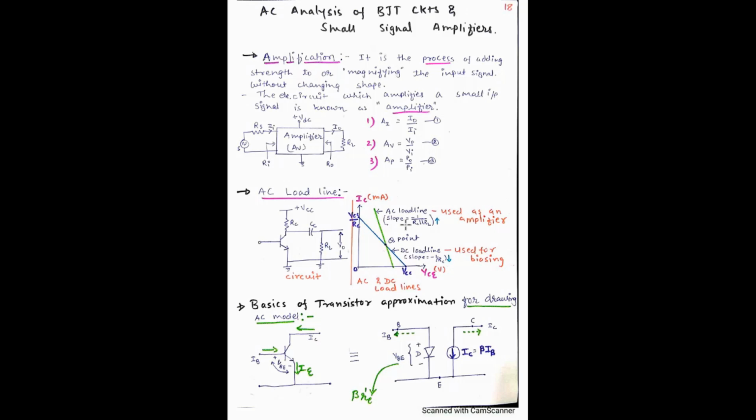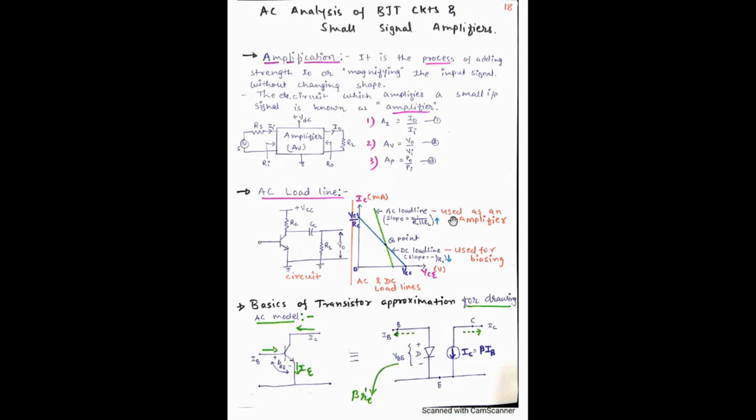Dear students, we all know that if you calculate RC parallel RL individually, it is always less than RC. But we are writing it in the denominator. So we can say that the slope of the AC load line will be high and the slope of the DC load line will be less. This is the comparison between the AC load line and the DC load line.